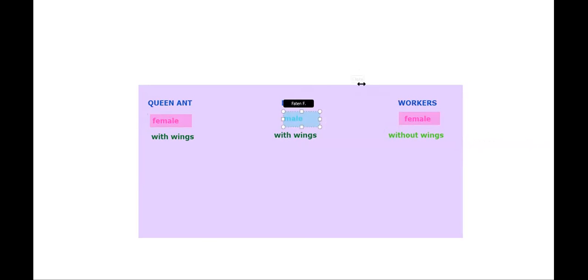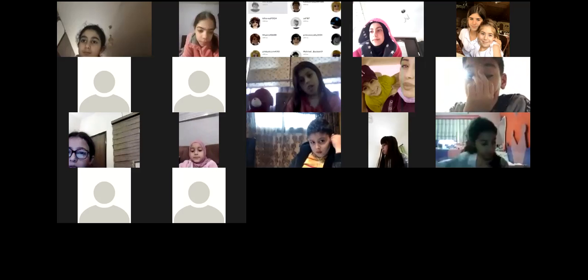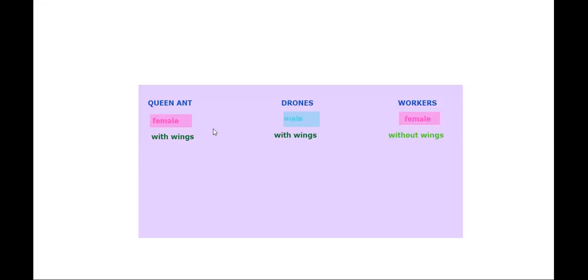There is no picture. I'm sharing the white screen. Let me stop sharing it. Then I will share it again. So, the queen ant has wings. The drone has wings. The worker does not have wings. Let's talk about their job.